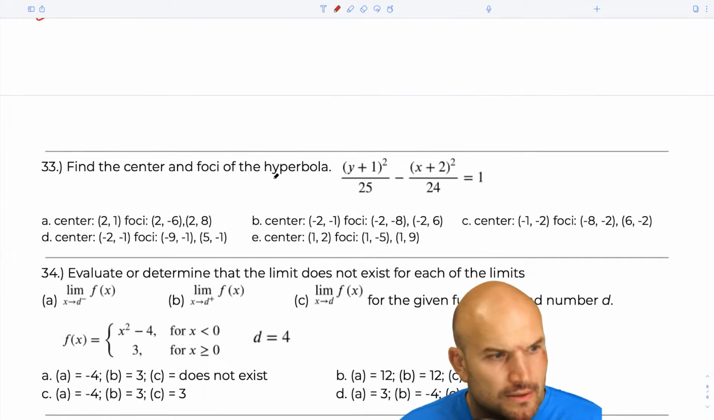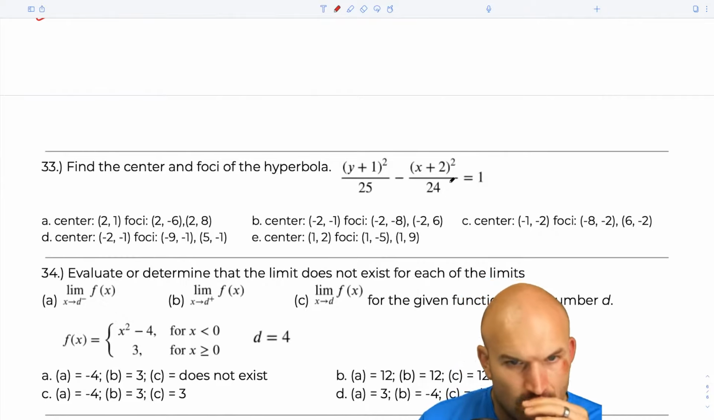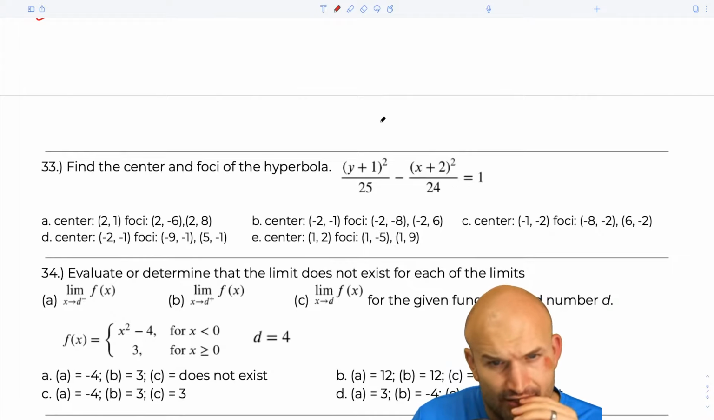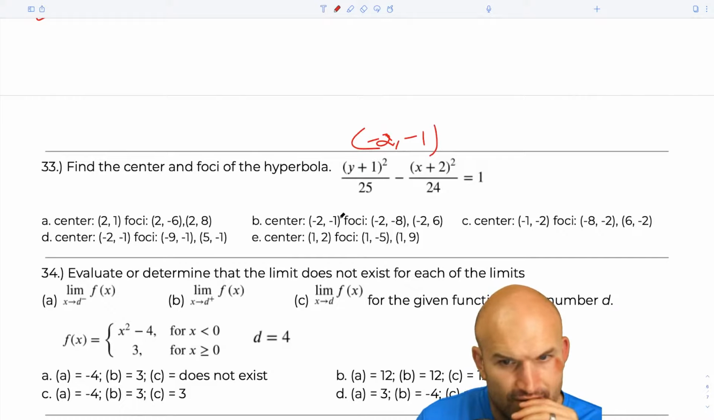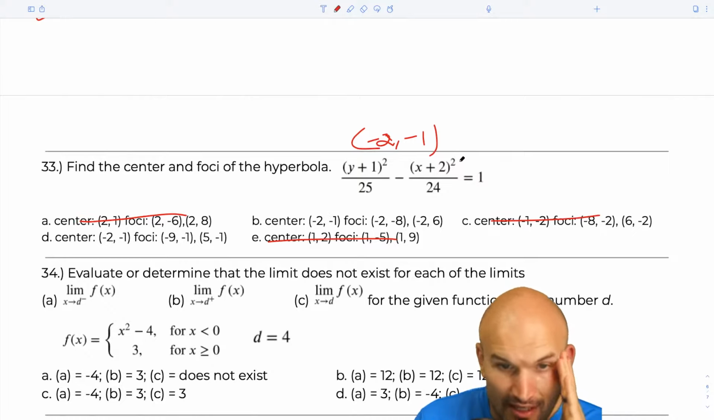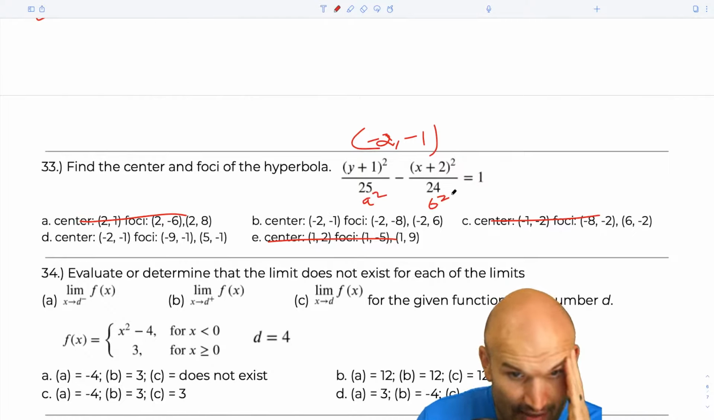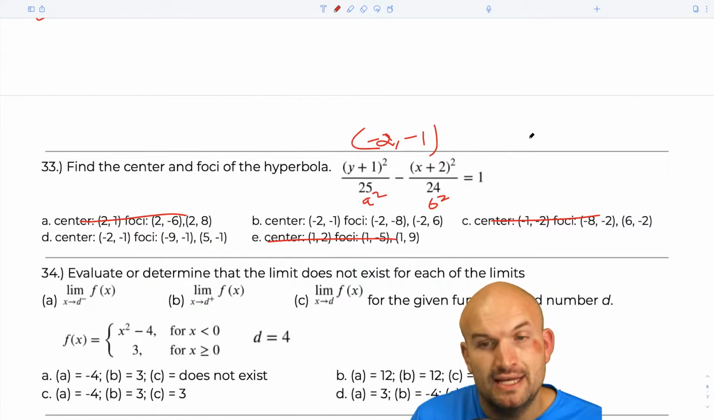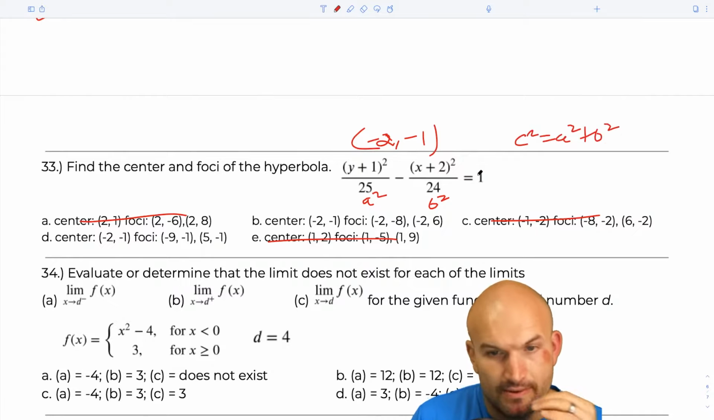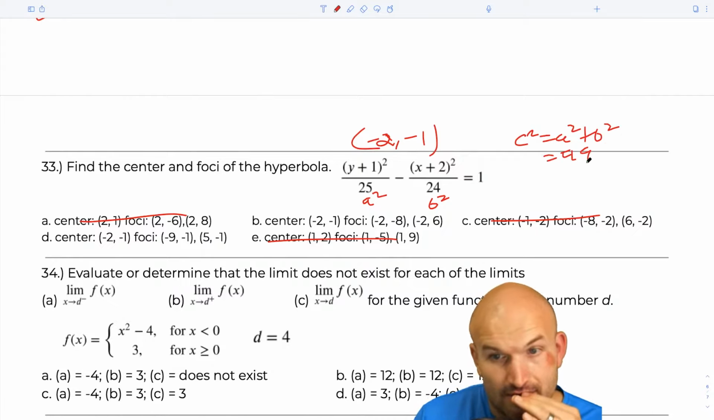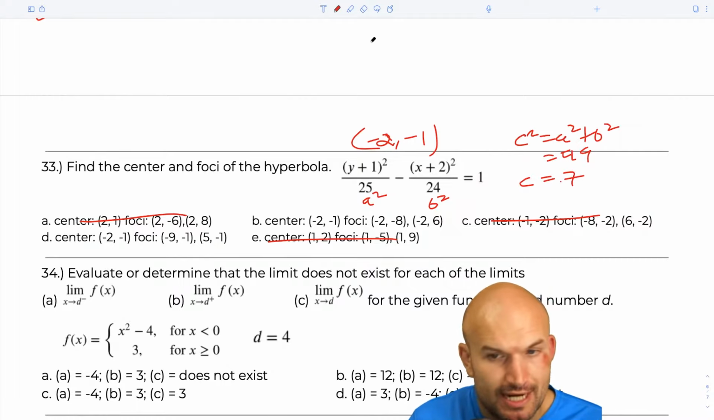Find the center and foci of the hyperbola. Okay, so find the center. So that's going to be -2, -1. All right, so everything else is out except for these two. Now, this is my a squared and this is my b squared. Now, remember, for a hyperbola, c squared equals a squared plus b squared. So that's going to equal 49. So c equals 7, right? Because you got to take the square root of 49.